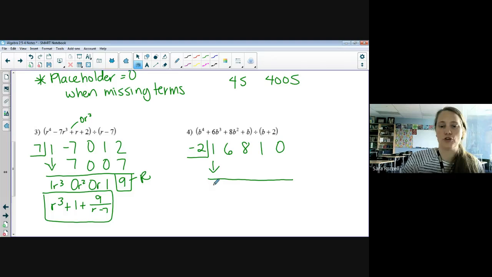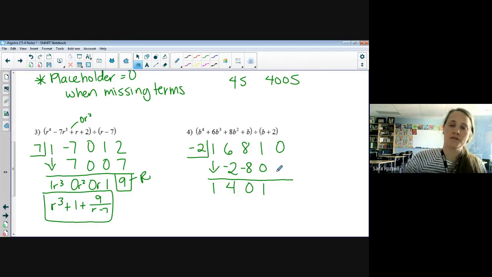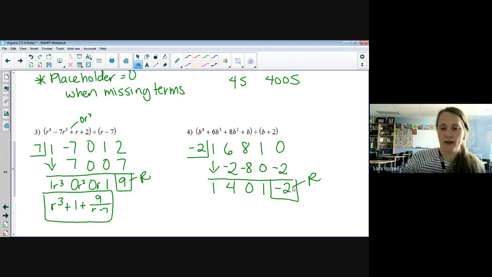So our first thing that we're going to do is drop the 1. And 1 times negative 2 is negative 2. Add them together and we get 4. Multiply, negative 8. Add, 0. Multiply, 0. Add, 1. Multiply, negative 2. Add, negative 2. So I immediately box this and tell myself it's the remainder. It does not get used when I'm adding my variables to it. So there's no constant. I mean, there's no b on this one. This is the constant, sorry.